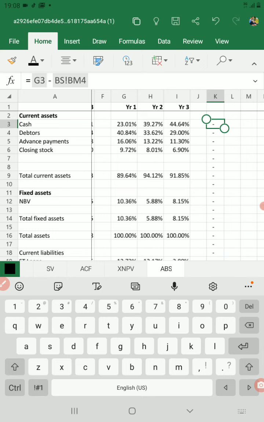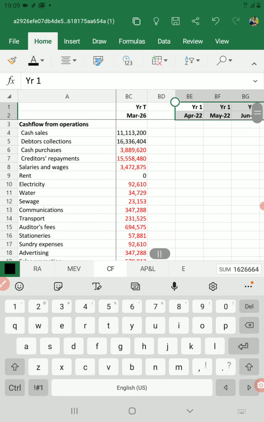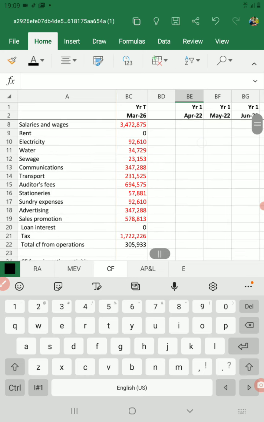And now let us go and do the exercise for cash flow. Okay, so let us go to our monthly cash flow sheet here, and for cash flow we are going to use total cash flow from operations as our base figure for conversion of line items in cash flow from operations.